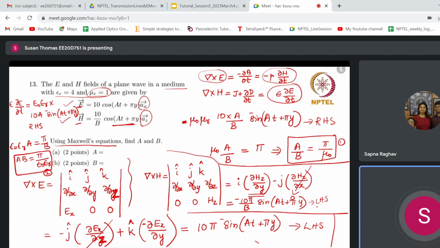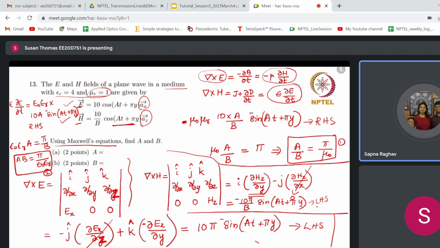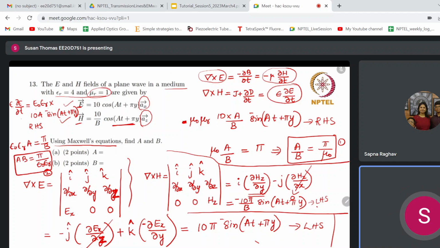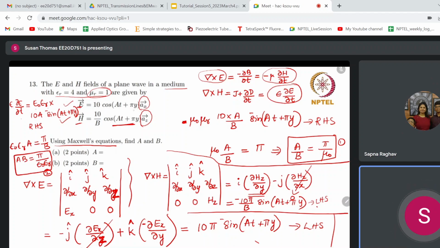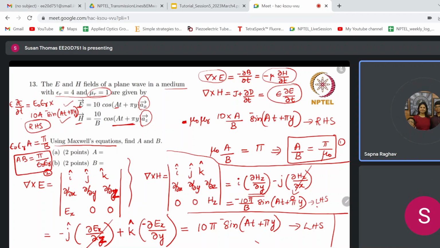Yes, ma'am. I'm just wondering if you can explain this part, which is right under the question where 13 is written. Epsilon into dou E by dou T is equal to this part, just once. Okay. Epsilon into dou E by dou T. So what we say, epsilon is epsilon 0 into epsilon r, and then we are derivating E with respect to time. So when you take time derivative, A comes out. So 10A sine, minus sine 80 plus pi by. So this becomes our minus 9, RHS. Okay, okay. Minus sign I missed. Yes, ma'am. Okay. Done.